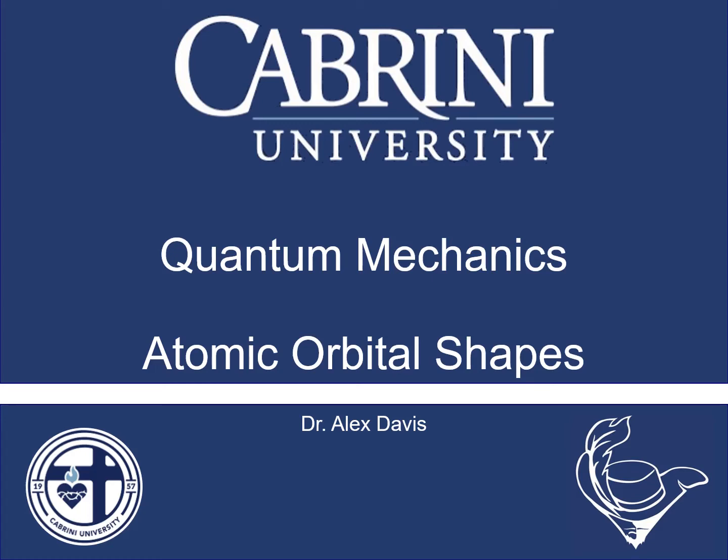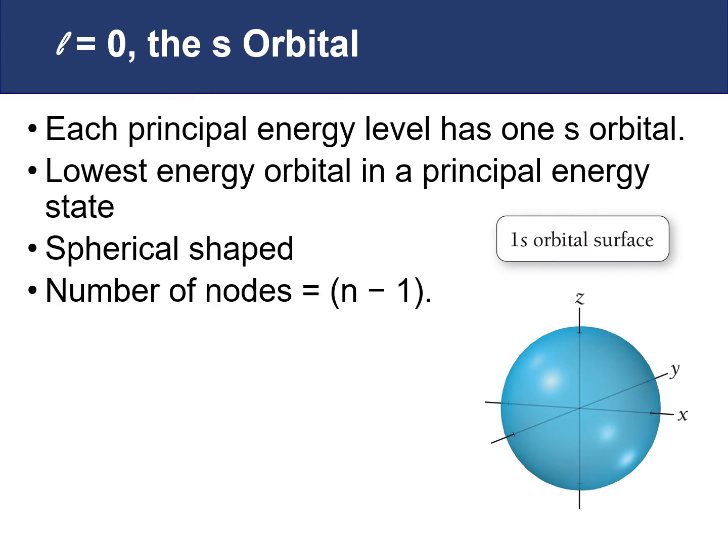In this video, we will be describing some of the various shapes that atomic orbitals take in modern quantum mechanics. As mentioned in previous videos, electrons do not actually follow an orbital path as described by the Bohr model. In modern quantum mechanics, the way that we describe where the electron is located is in terms of probability distributions.